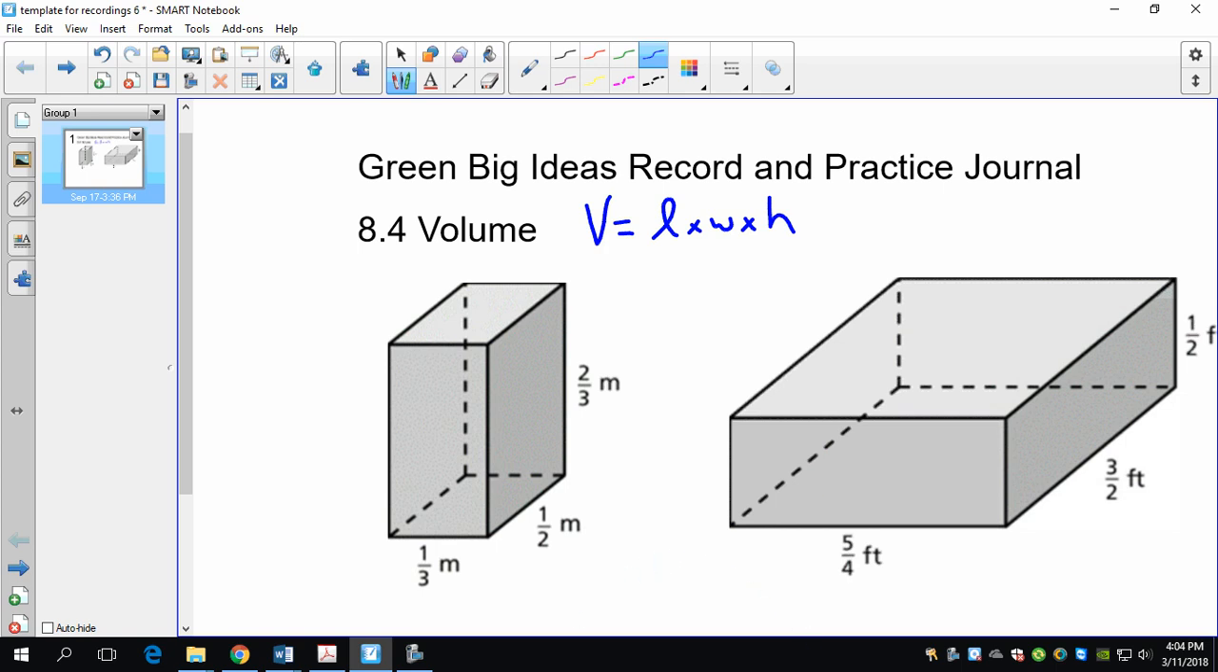And again, when we're dealing with volume, whatever our units are, we're going to cube them, because we're essentially filling up the entire rectangular prism up to the top with cubic units. So this would be cubic meters, this would be cubic feet. But the volume formula we're using is length times width times height.